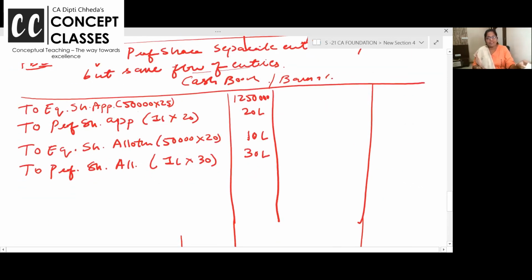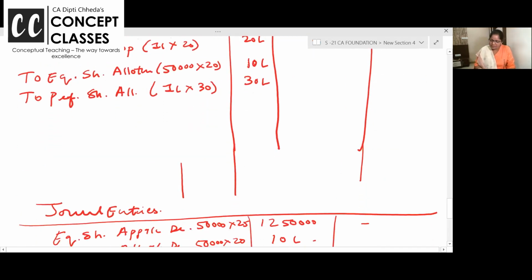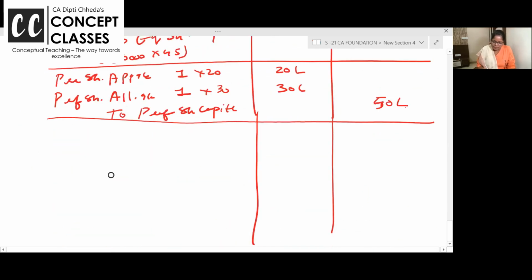Now can we make the first call due? First call, can we make it due? Yes. Equity share first call account debit to equity share capital. How much amount is there for 50,000 shares?